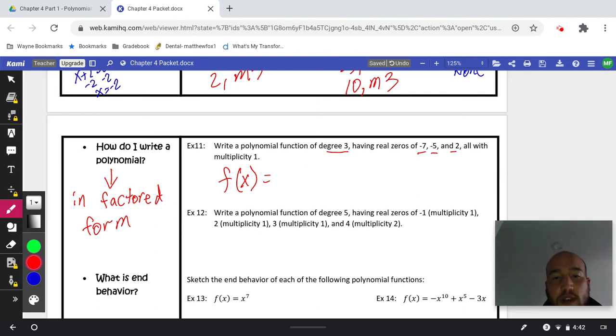Now, it's basically saying what value would I have such that we would get the, I'm going to go ahead and turn on the light in this room real quick.